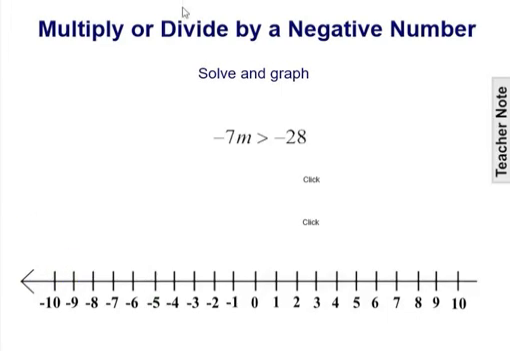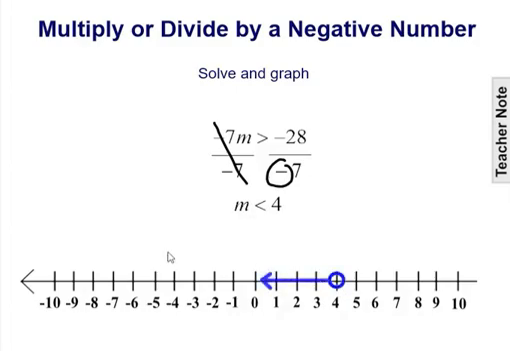Here's another example. We have negative 7m is greater than negative 28. So we have multiplying by negative 7. So we're going to divide both sides by negative 7, which undoes the multiplication. But because we divided by a negative number, we have to switch the sign to give us m is less than 4. So that'll be an open circle at 4 with our ray drawn to the left.